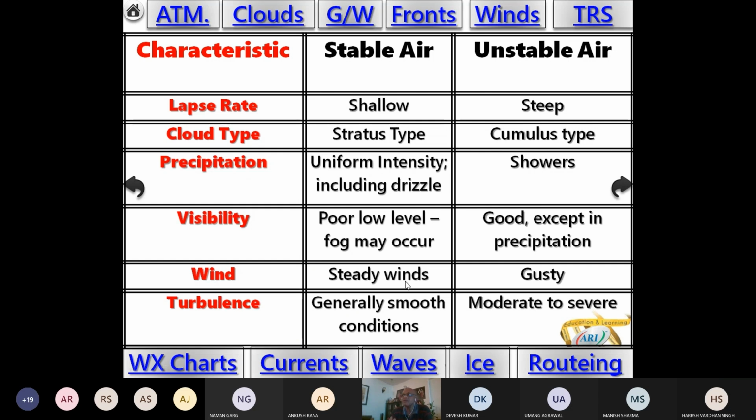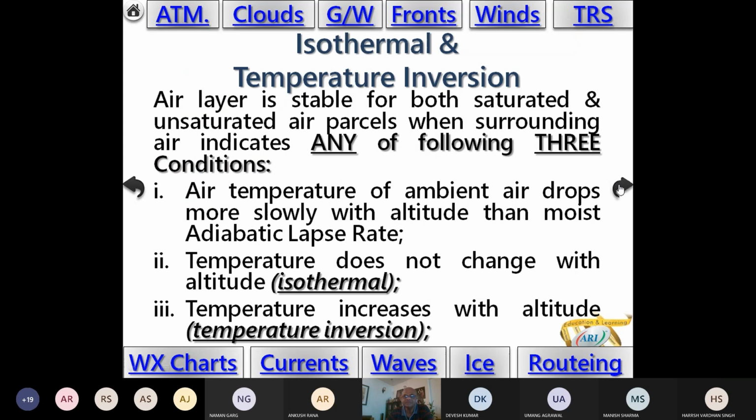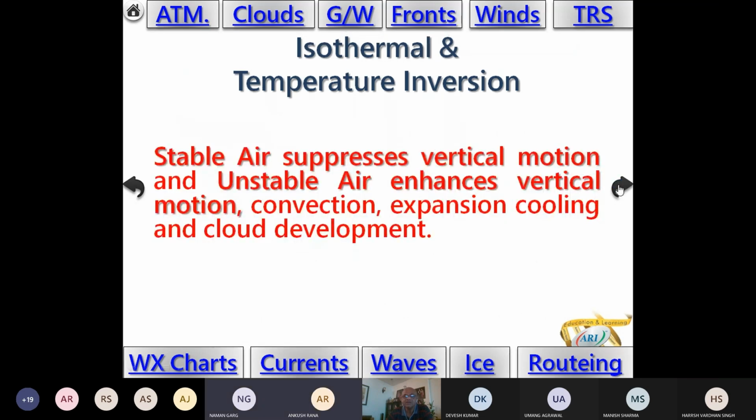Stable air, winds are steady, nice wind, force 3 or 4. Unstable, rising quickly. We are talking about strong gusting winds, sudden increase in wind. Turbulence, smooth condition. They can be severe. This indicates our stability and instability in the atmosphere. Have you understood this main concept? Yes, sir.